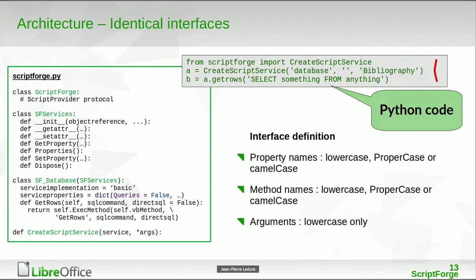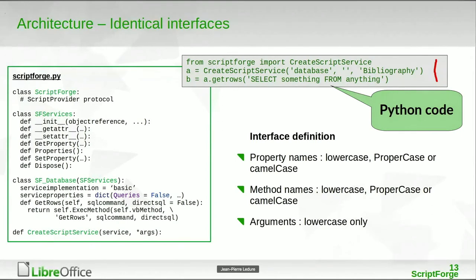What do you have in scriptforge.py? Well, quite easy. CreateScriptService is here, a function at the bottom of the module. You have the SFDatabase class and a few definitions of the service. The implementation is done in the Basic world. The properties are listed in a dictionary, and the item part is just a Boolean value indicating whether the property is editable or not. Queries is a property and it is not editable. And you have then the method GetRows with its arguments and its default values. And GetRows executes just a standard Exec method with a number of parameters, and we will see what this gives.